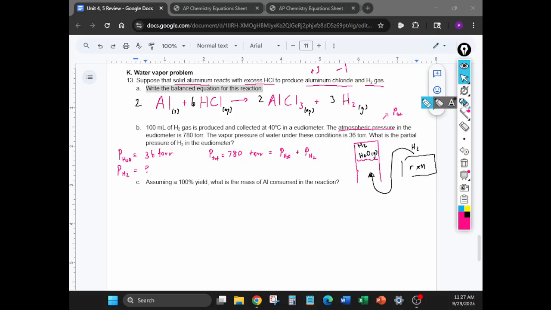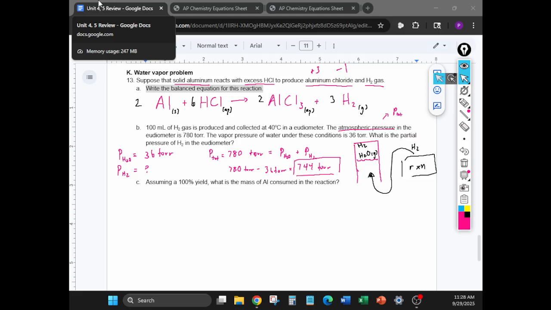Okay, so very simple equation. You just need to rearrange it, and it'll end up becoming 780 torr minus the vapor pressure of water, which is 36 torr, and that's going to give you 744 torr for your partial pressure of H2. Okay, it doesn't ask you to give the answer in ATM, so you don't have to. You will have to convert it for the next part of the problem, but it's not a mandatory requirement to convert it in this step. Okay.